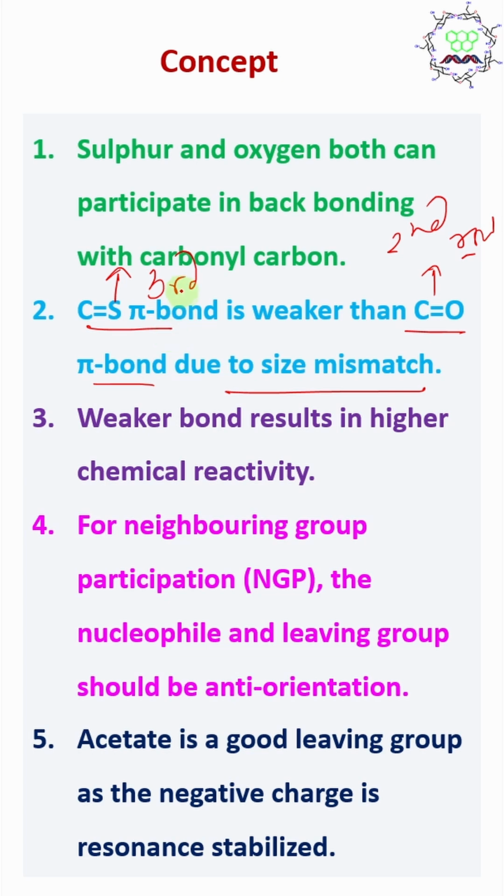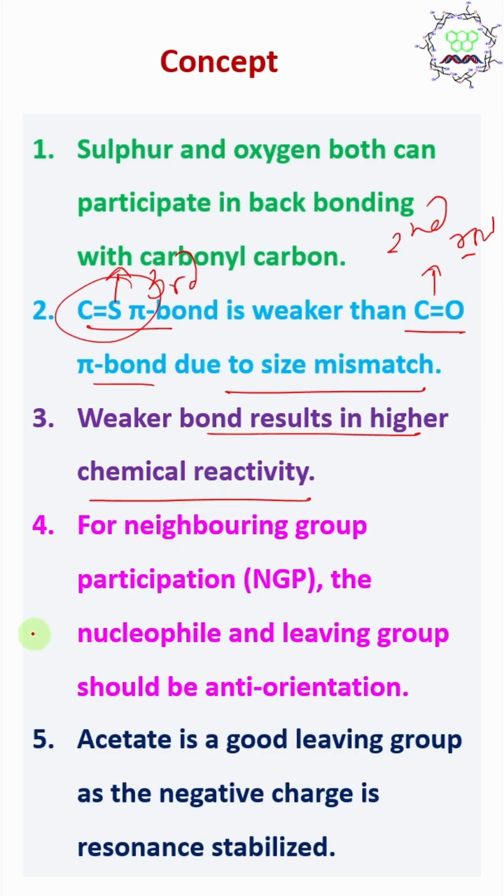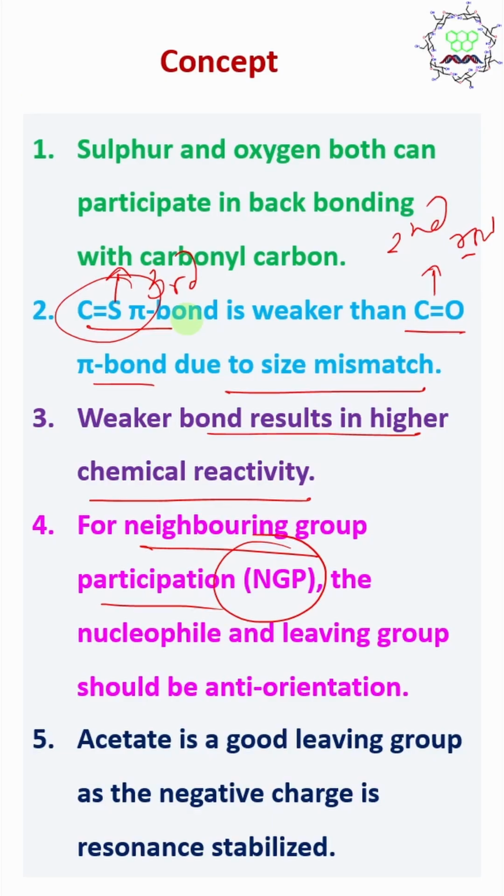Next, a weaker bond, for example carbon-sulfur, results in higher chemical reactivity, meaning it will participate in chemical reaction very easily. In this case, I would say it will be hydrolyzed very easily. And for neighboring group participation, or NGP, the nucleophile and leaving group should be anti to each other. I shall explain during the mechanism. And acetate is actually a good leaving group because the negative charge on O minus is resonance stabilized. So that's why it acts as a good leaving group.